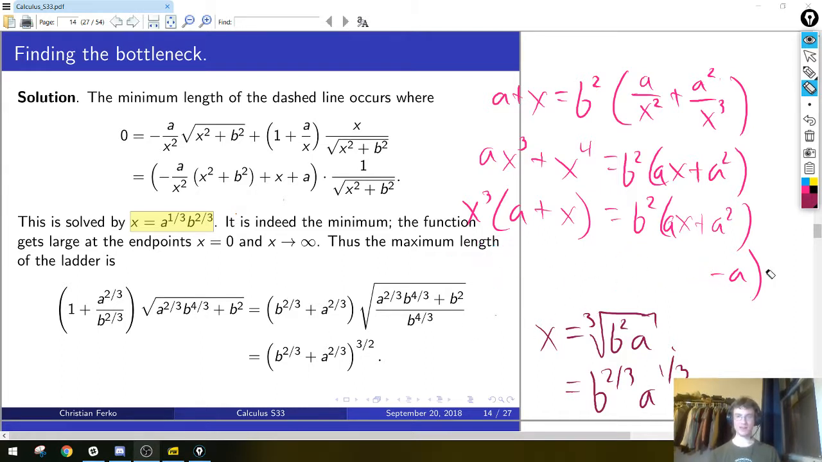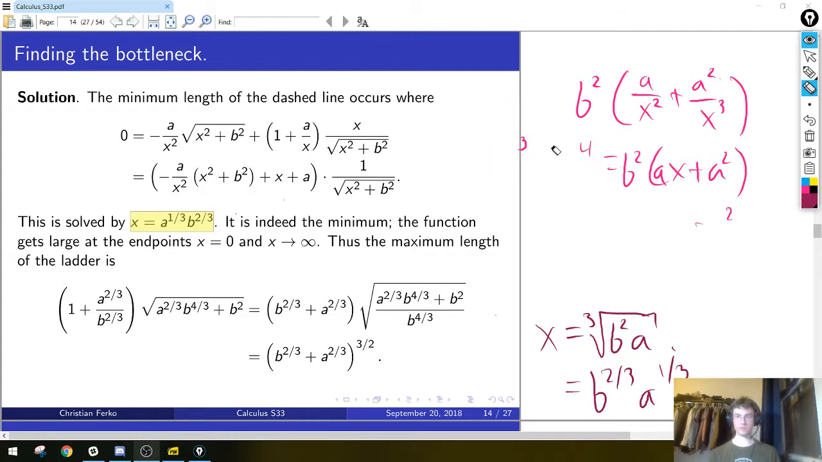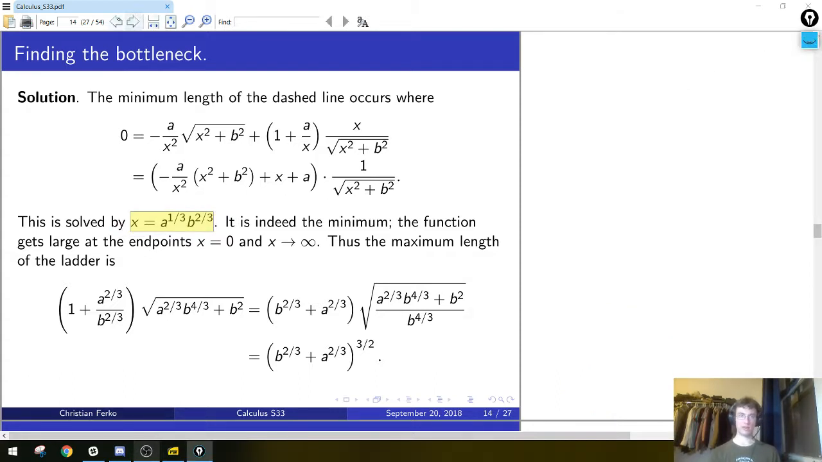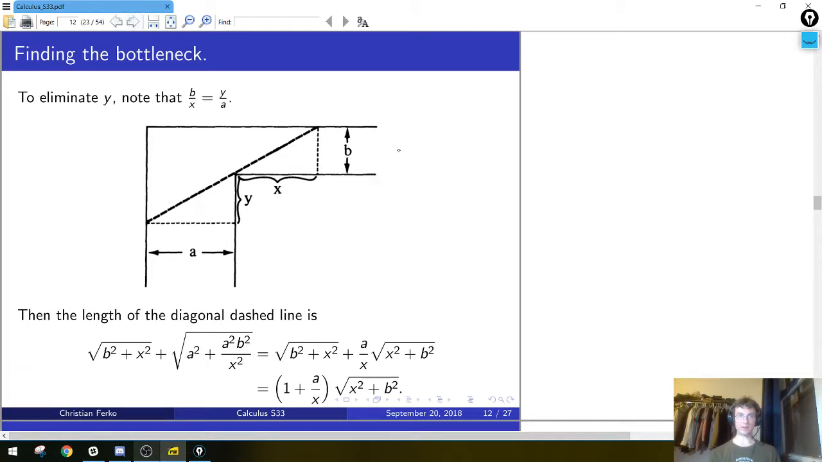Okay, so as you say, this x equals the cube root of b squared a is indeed the bottleneck, so the point where the shortest ladder could possibly get through. And then, since at the end of the day we wanted to find the longest ladder that could get across, the longest length of the ladder, x is not the answer that we want, because looking back at the picture, we really want the length of the ladder, not the length of x, right?